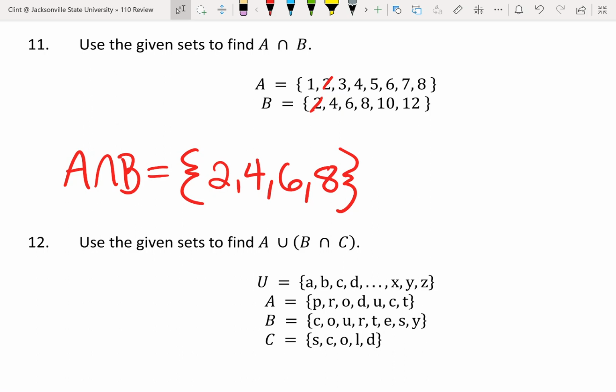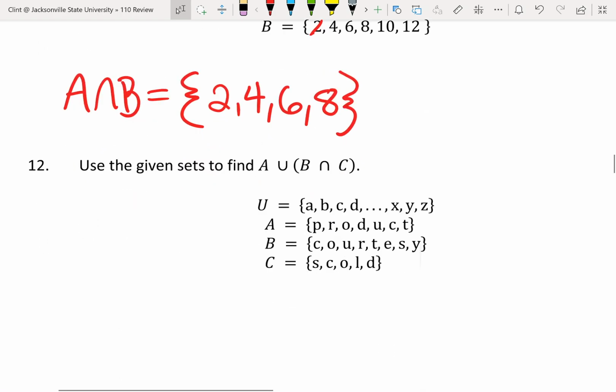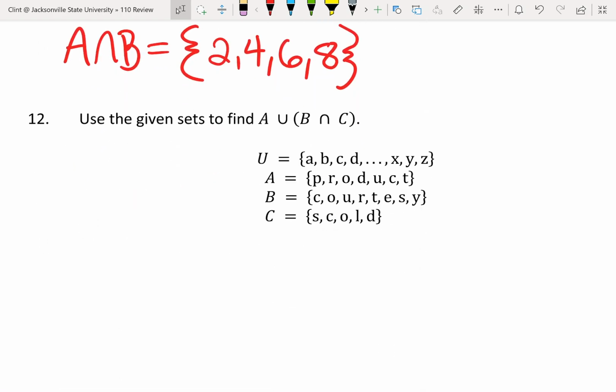Okay, 12, still doing the same operations, but we've got new sets and we're doing more than one operation. Remember, we're just going to do one operation at a time. And since we've got parentheses on this one, we're going to start with that. So we'll do B intersect C first. So that's a new set we have to make. We need B intersect C.